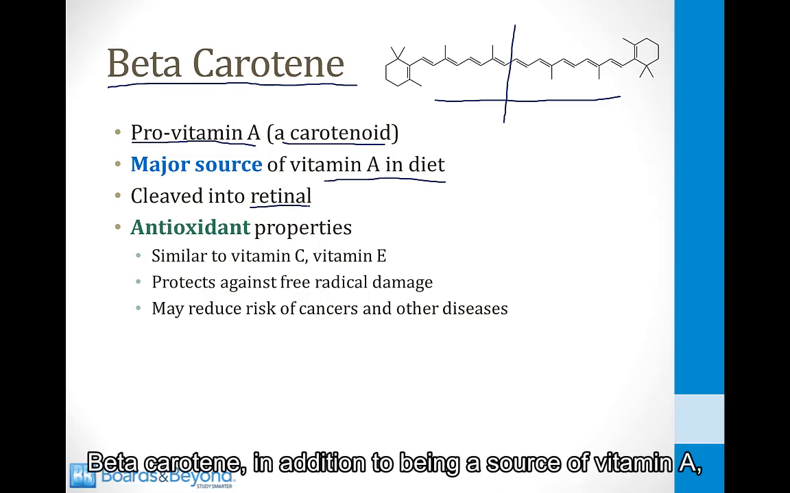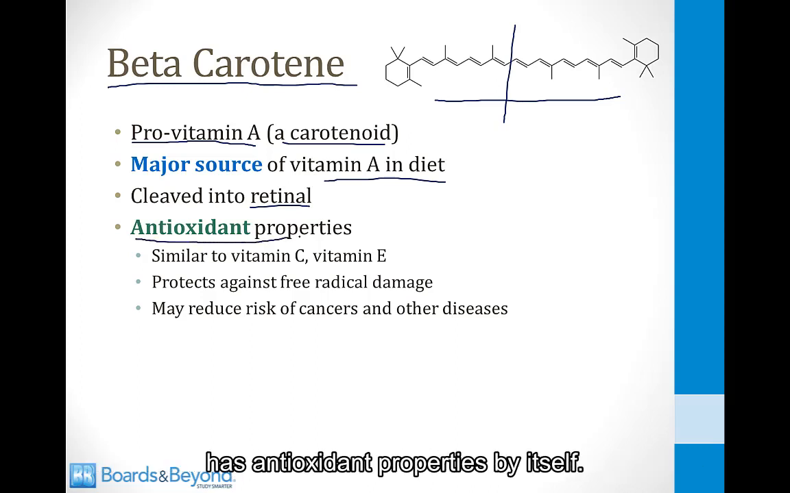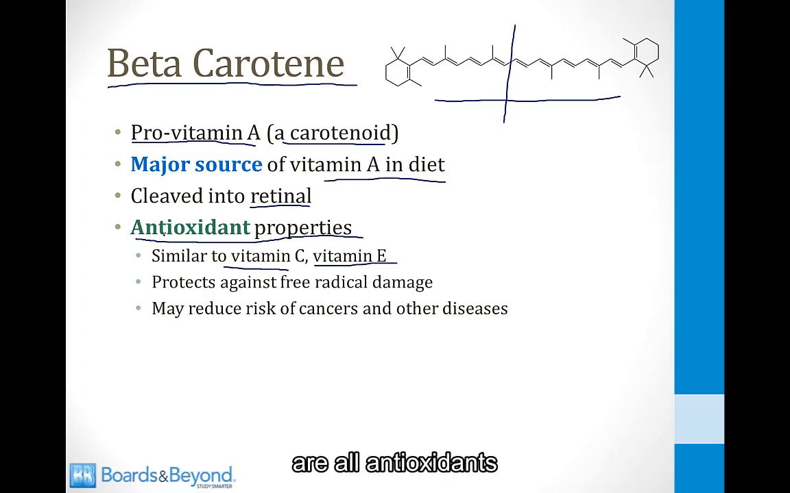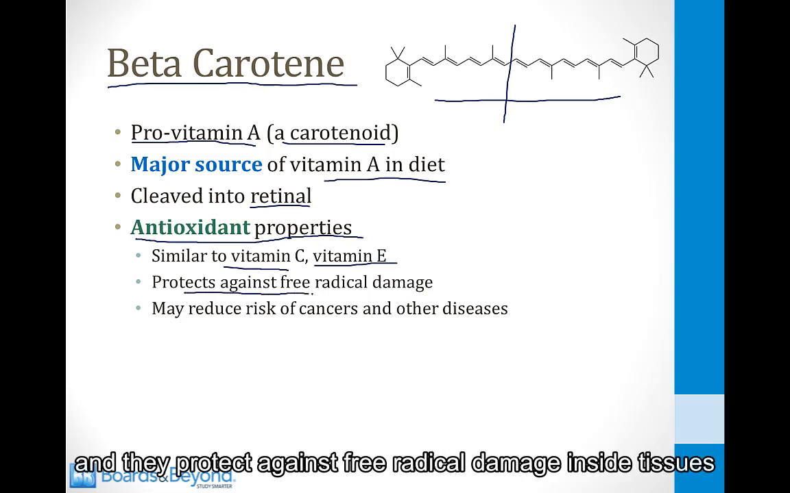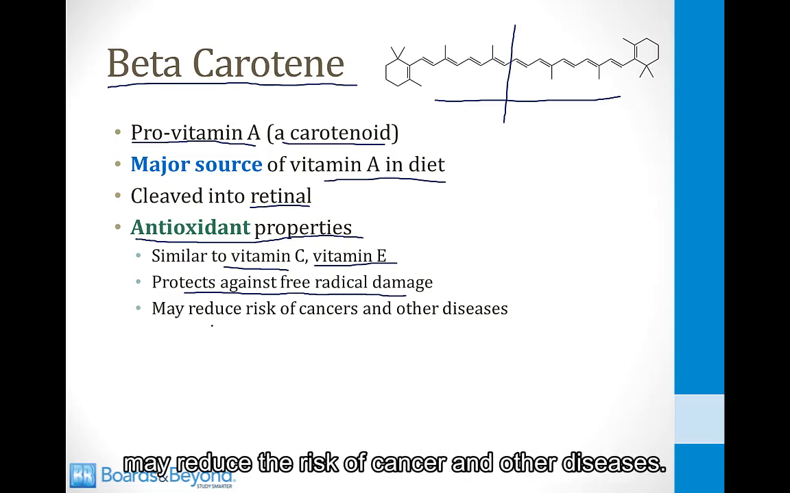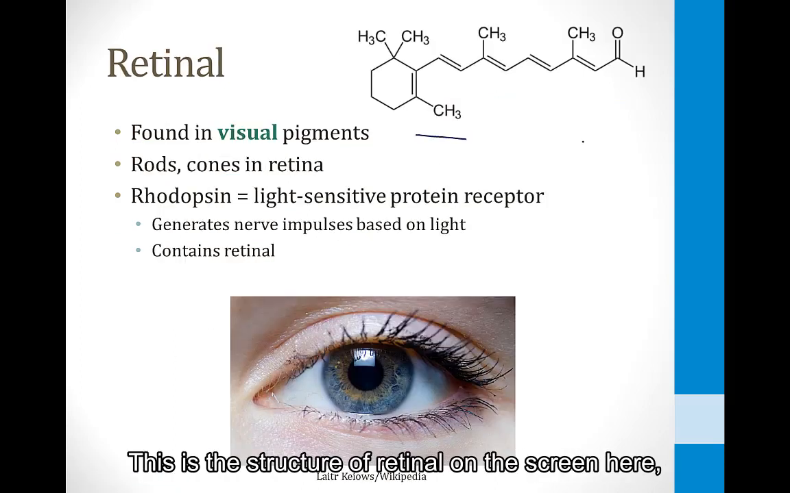retinoids. Beta-carotene, in addition to being a source of vitamin A, has antioxidant properties by itself. This is similar to vitamin C and vitamin E, which we'll talk about later in this module. Beta-carotene, vitamin C, and vitamin E are all antioxidants, and they protect against free radical damage inside tissues in the body. And there is some evidence that these vitamins and beta-carotene may reduce the risk of cancer and other diseases. This is the structure of retinal on the screen here.